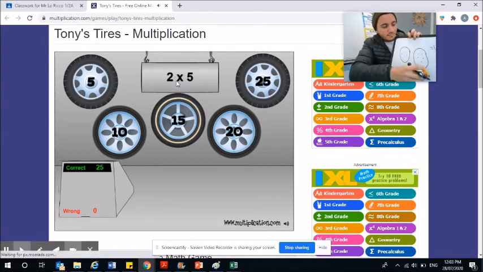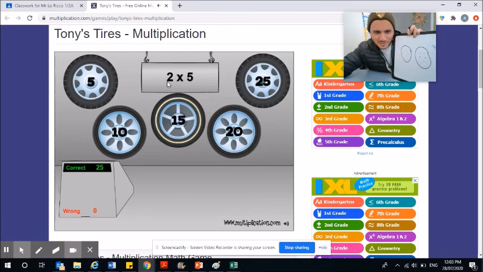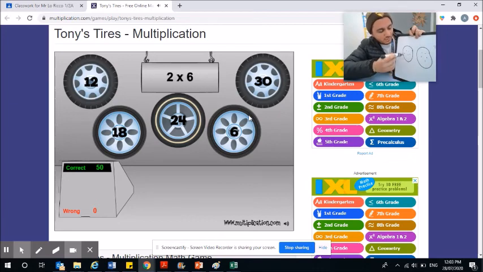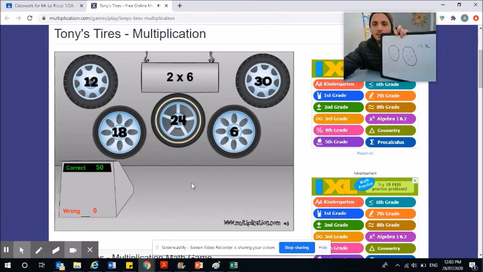This time, two groups of five, got the same one, 10. How about 2 times 6? Right, so if I've got two groups with 6 in it, well, I had 5 in each group before. What if I add 1 each? So I've got 6 in each group now. 6, 7, 8, 9, 10, 11, 12. 2 times 6 equals 12. So you can write it out in your maths books. You can draw maybe 2 or 3 of these out in your maths books.